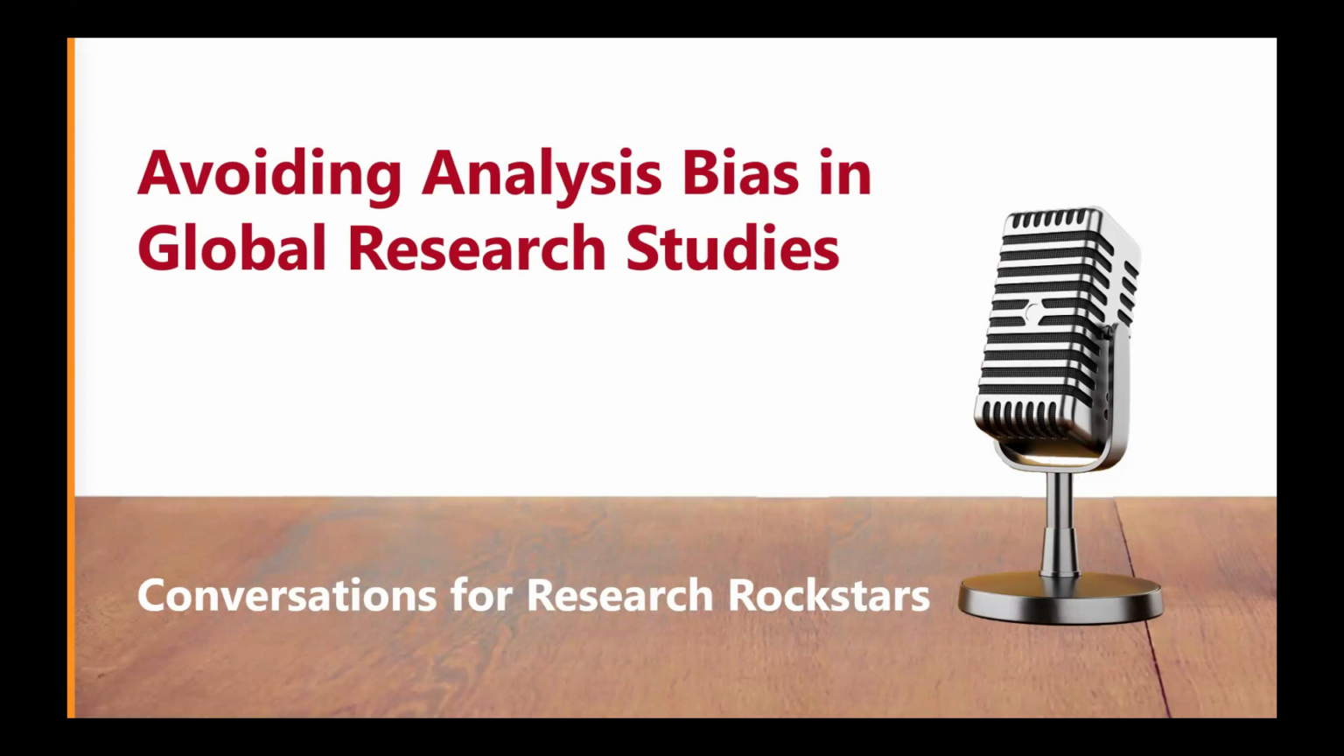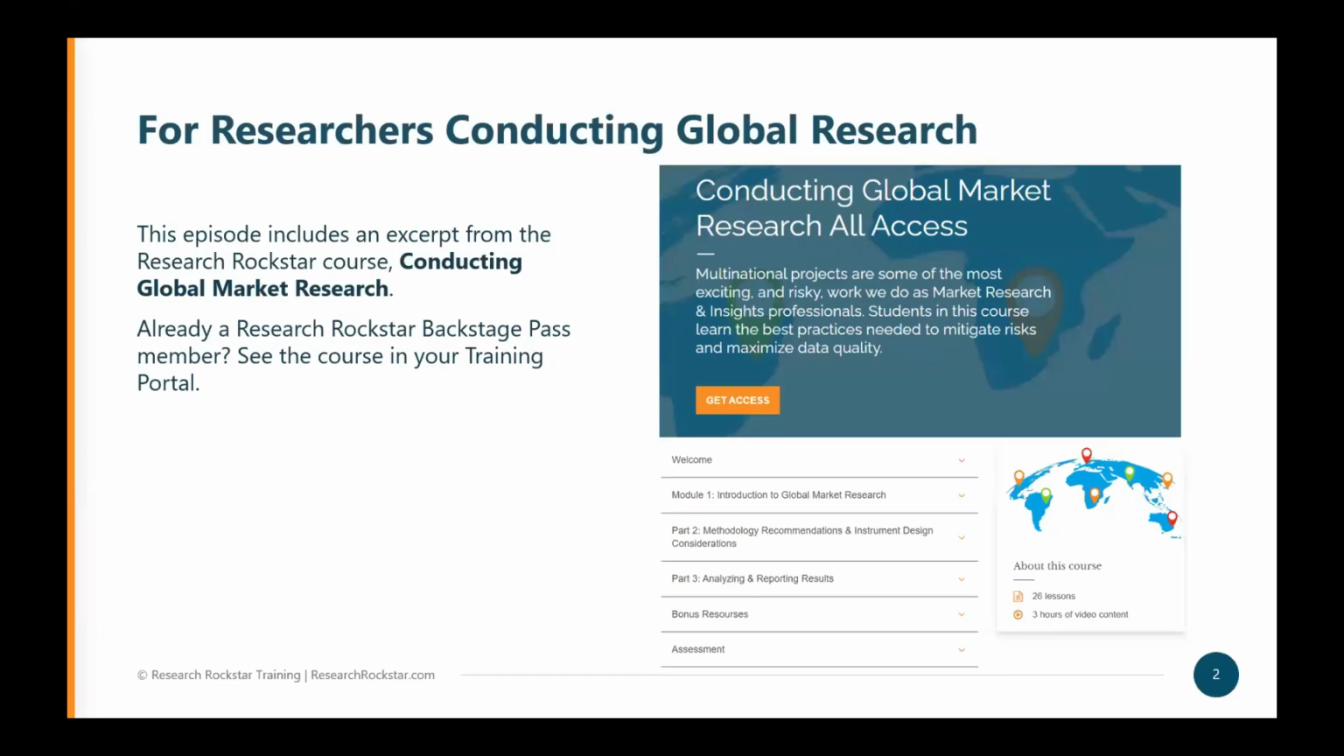And in this episode, I'm going to talk about how to avoid analysis bias when conducting global research studies. Now, for some of our friends who work in market research and customer insights, you are likely working for global brands. And global brands would include companies like Coca-Cola, Apple, Google, Toyota, McDonald's, BMW, Mercedes-Benz, Adidas, Intel, Nestle, and so on. If you're doing market research and customer insights work for those kinds of companies, then you will very likely be conducting global research at some point.